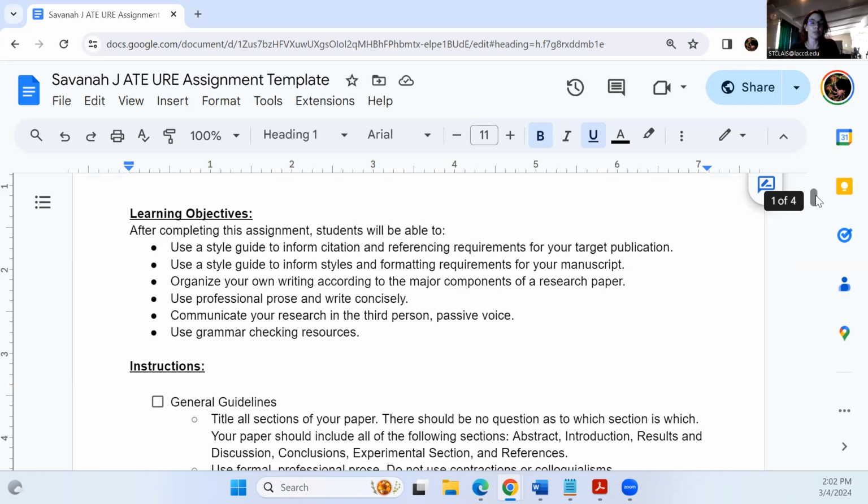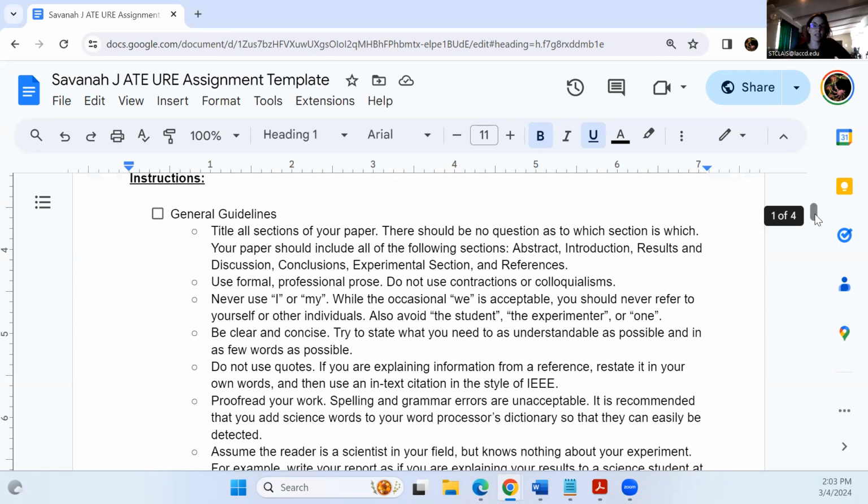So after the completion of this lesson, you should be able to use a style guide to inform the citation and reference requirements for your target publication. We're going to be focusing on JATE today. Also, we'll use a style guide to inform the style and formatting requirements for your paper. You should be able to organize your own writing according to the basic components of a research paper, like all of those required sections. And you should be able to use professional prose and write concisely, communicate your research in the third-person passive voice, which we'll go over, and use grammar checking resources.